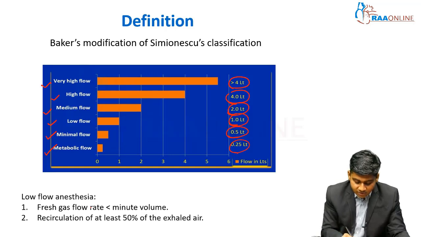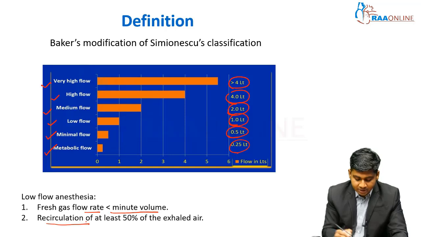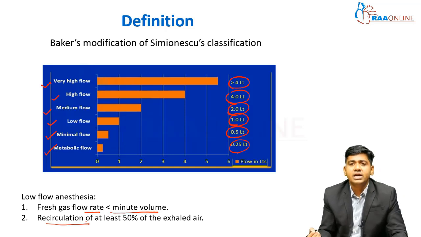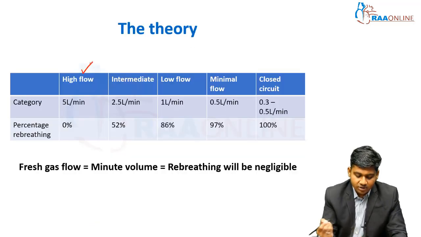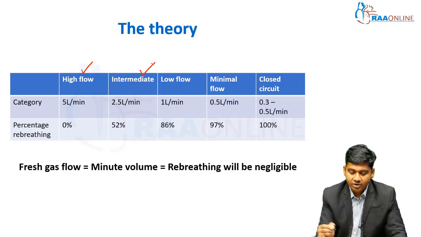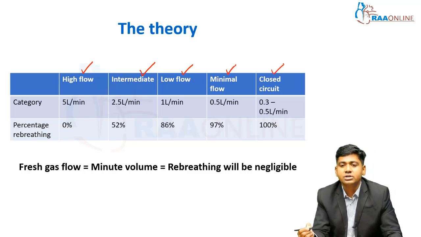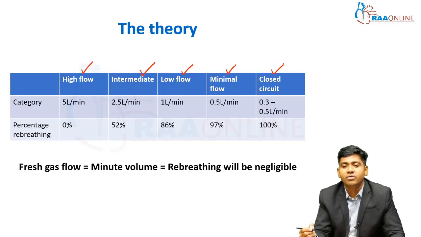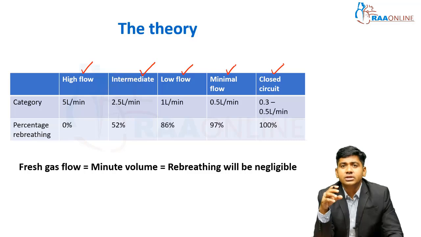So low flow anesthesia: fresh gas flow less than 1 liter, or less than the minute volume, with recirculation of at least 50% of the exhaled air given to the patient. Coming to the theory, when we use high flow, it is 5 liters, intermediate is 2.5, low flow 1 liter, minimal flow 0.5, and closed circuit ventilation is around 250 ml, 300 to 500 ml of gas. So here we are mainly concerned about the rebreathing.